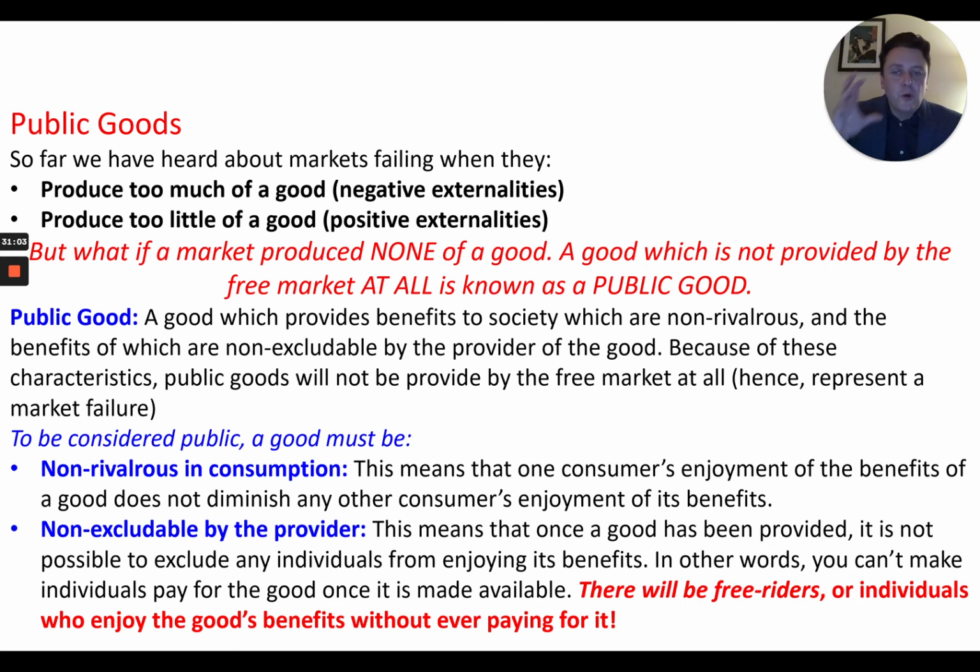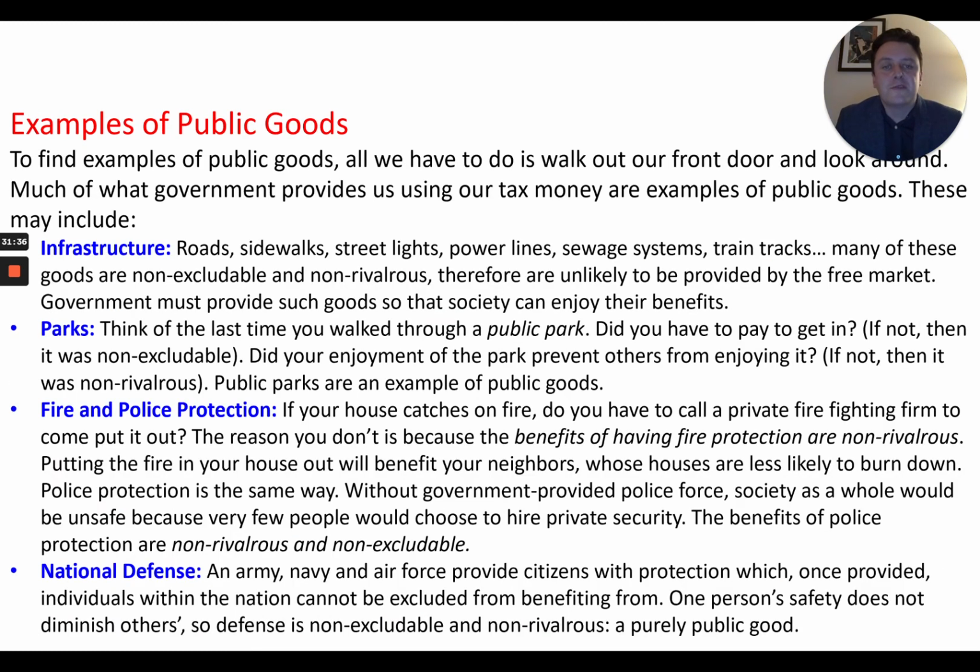Okay, it's also non-excludable. This means that once the good has been provided, it's not possible to exclude any individuals from enjoying the benefits. In other words, you can't make individuals pay for the good once it's made available to everyone. There will be free riders, or individuals who enjoy the good's benefits without ever paying for it, and that's always going to be a criticism of providing public goods. Okay, so lots of examples here to have a look through.